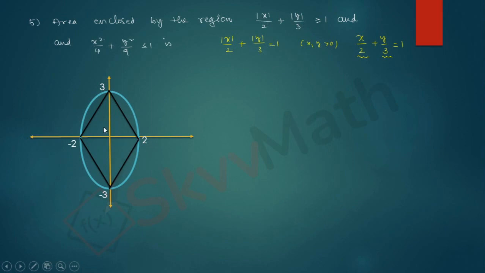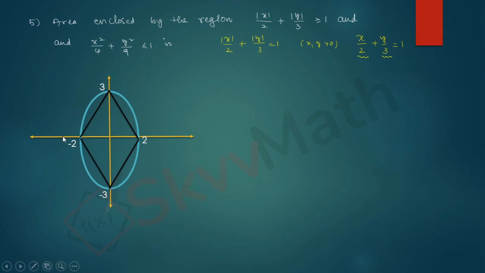So this is the line. Now greater than or equal to 1 means what? Greater than or equal to means outside of this. Okay, so where is the area formed actually? What is the region for which the area is required? Less than or equal to means inside the ellipse and outside this.